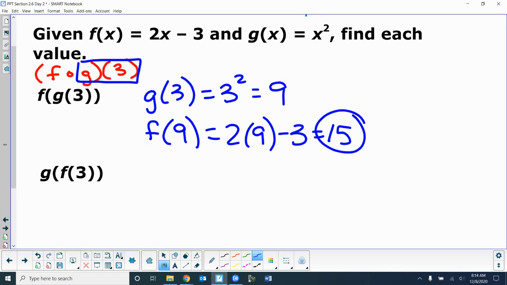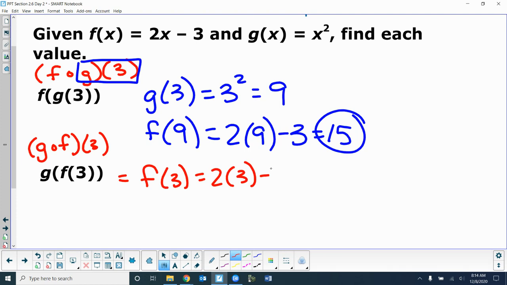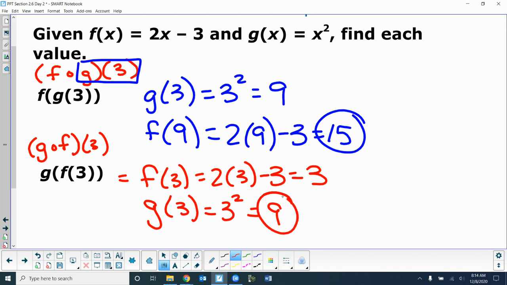All right, so again, I guess I should have written it. This is G circle F of 3, right? So you do F of 3 first, which is 2 times 3, 6 minus 3 equals 3. So then you're going to go G of 3, which means put the 3 there, 3 squared. So you got 9. Pretty easy, right? Just doing 2 problems. Now it gets a little tougher when you leave it as X.